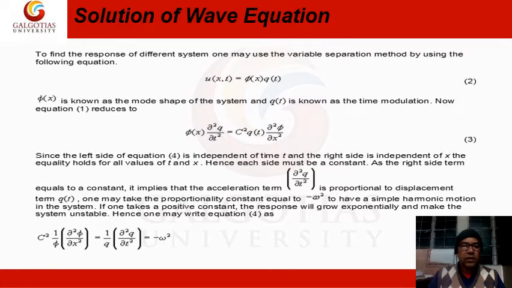It implies that the acceleration term d2q upon dt square is proportional to the displacement term q(t). One may take the proportionality constant equal to minus omega squared to have simple harmonic motion in the system. If one takes a positive constant, the response will grow exponentially and make the system unstable. Hence one may write equation 4 as this: 1 by phi, 1 by q, and minus omega squared. So this equation can be reduced to this form.